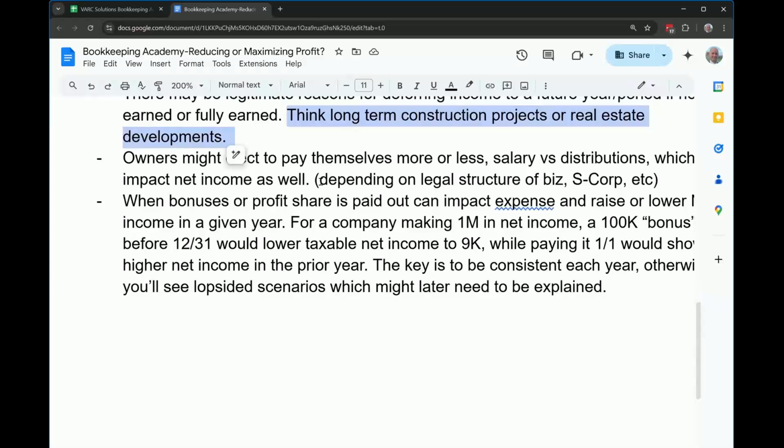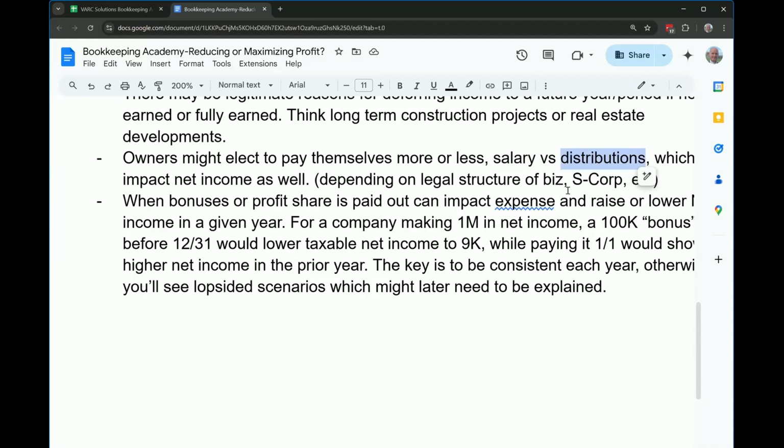Some other reasons that I've seen are owners that elect to pay themselves more or less: salary payments versus distributions. Salary is going to hit your P&L as a payroll expense, whereas with distributions, I'm taking money out of the business, and that's usually an equity account. So if I pay myself a salary, that reduces the net income of the business. Whereas if I do a distribution, it has really no effect on the P&L, right?